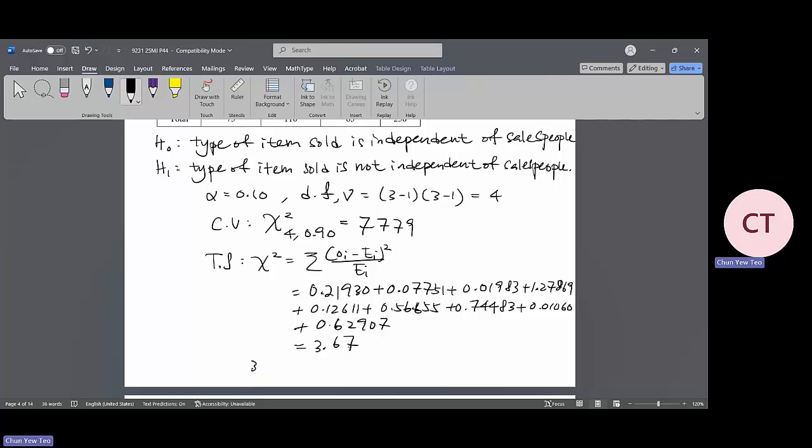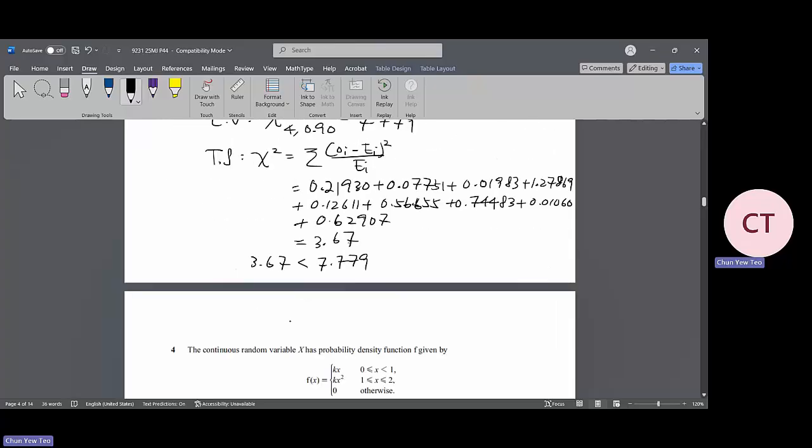So you compare the test statistic to the critical value. You can see that this one is less than. Okay, not enough place. I need more space over here.